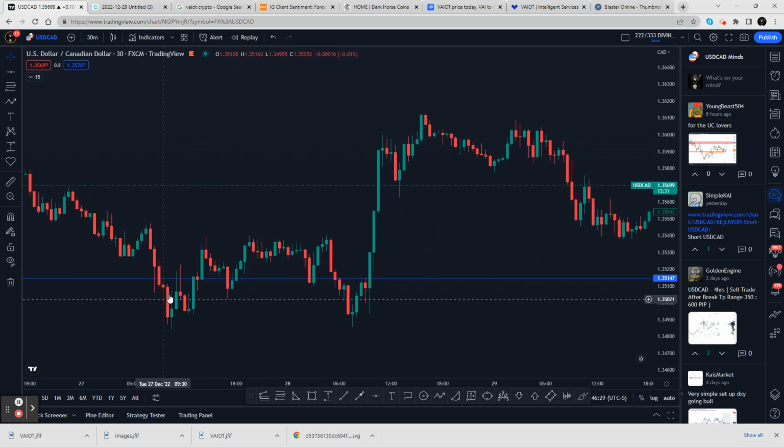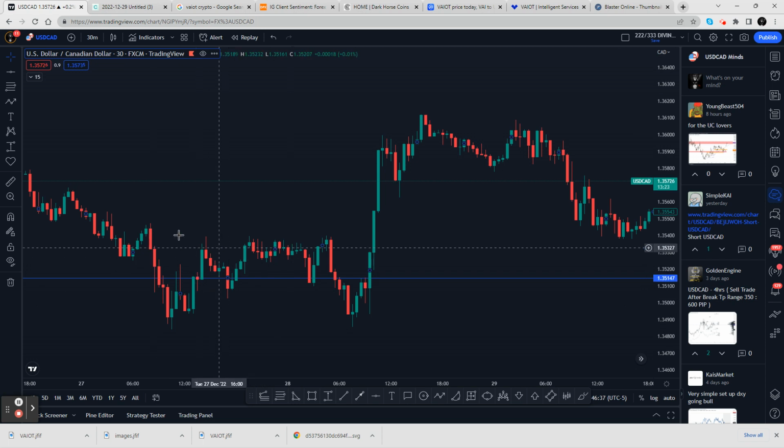It's not the best, but somebody could say, okay, this is the left shoulder, or this is a higher left shoulder over here. We got the head and we got the right shoulder. Like we're gonna go up. Yeah, we will go up, but not right now. And you see what happened.